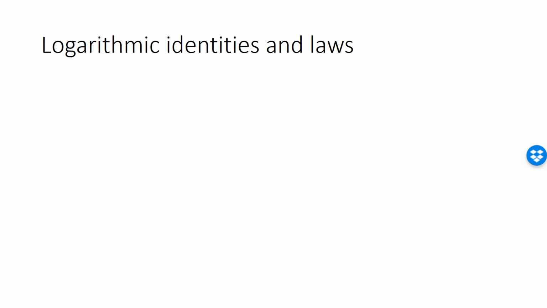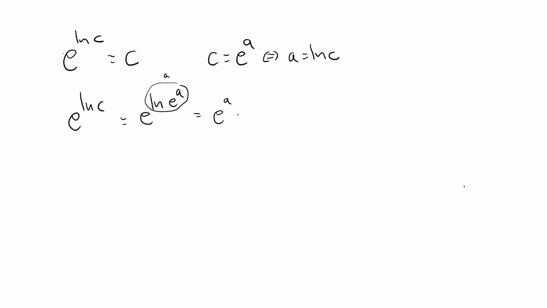We have logarithmic identities and laws for the natural logarithm, which are similar to the laws for the common logarithm. First, the natural logarithm of e to the a is equal to a for all a. This is the definition of the natural logarithm. Next, e to the ln c is equal to c for all c greater than 0. To show this, write c equal to e to the a, which is the same as a is equal to ln c. E to the ln c is then equal to e to the ln e to the a, which is equal to e to the a, which is equal to c.